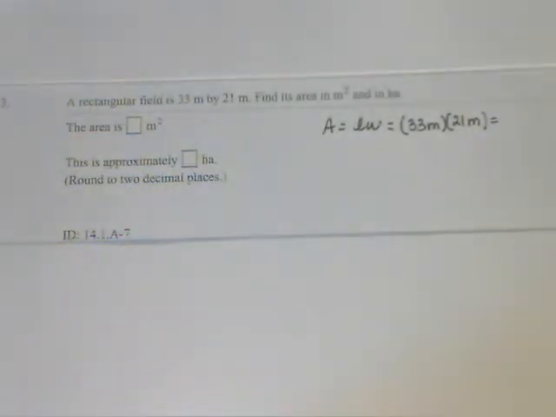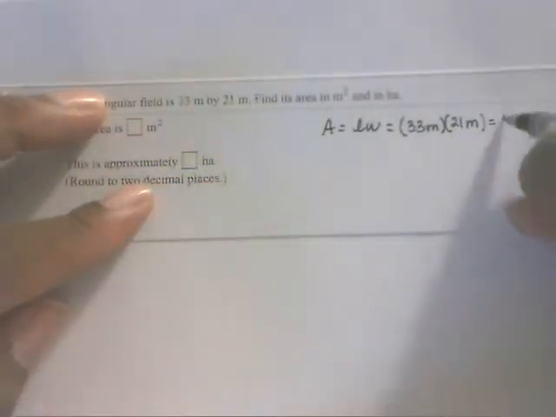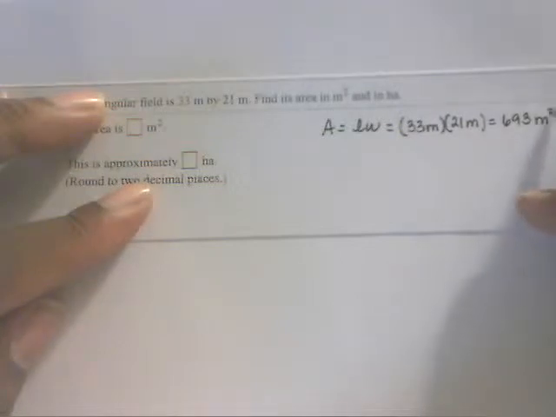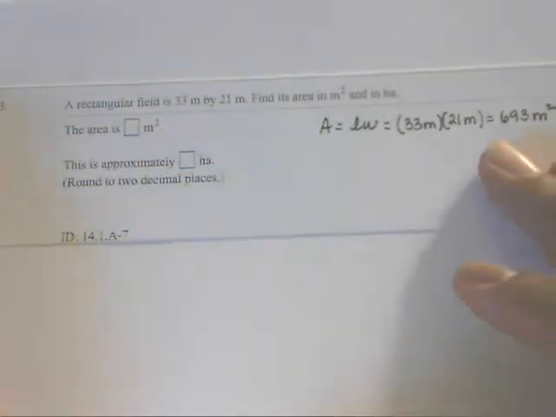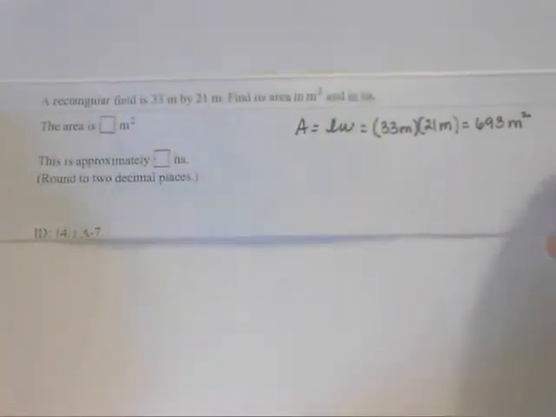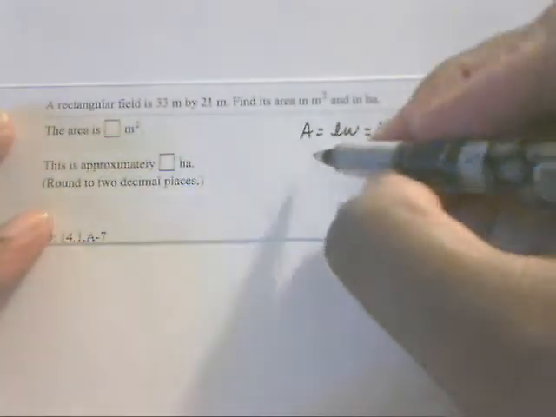Length and width. Let's see, 33 times 21 would give me 693 square meters. Okay, so that's the area in square meters. Now we want to convert that into hectares. Okay. In this case here, 1 hectare is 10,000 square meters.